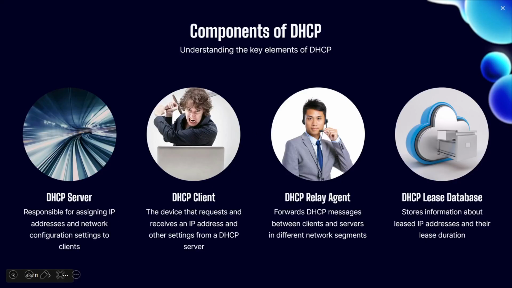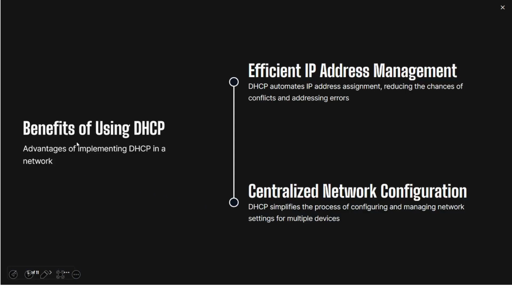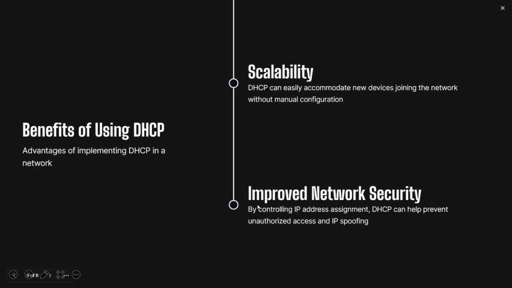So what are the components of DHCP? First we have the DHCP server, DHCP client, DHCP relay agent, and DHCP lease database. The server is responsible for assigning IP addresses and network configuration settings to a client. The client is the device that requests and receives an IP address and other settings from a DHCP server. So what are the benefits of using DHCP? Efficient IP address management, centralized network configuration, scalability, and improved network security.